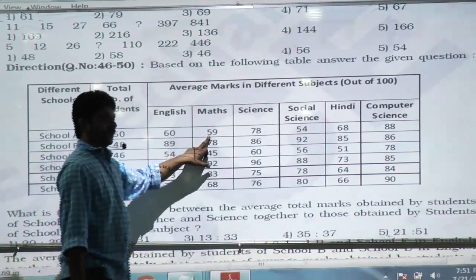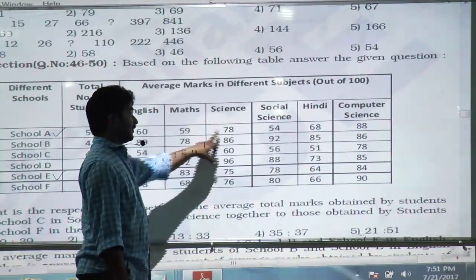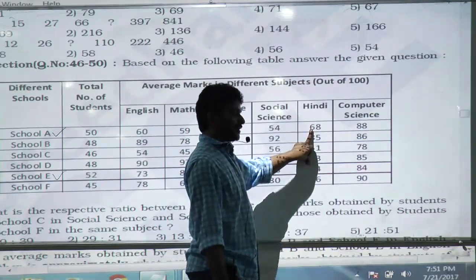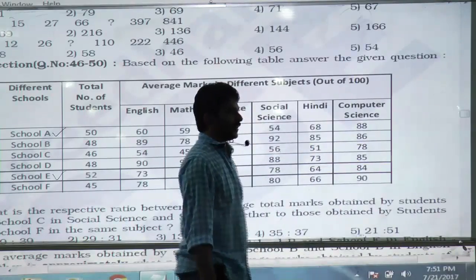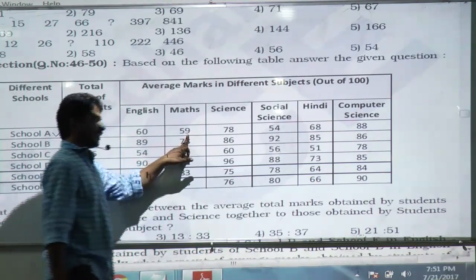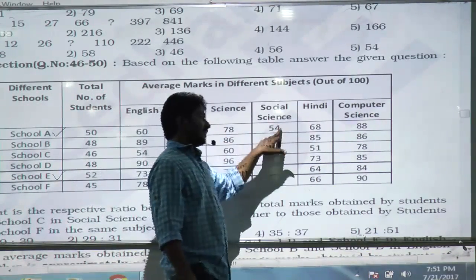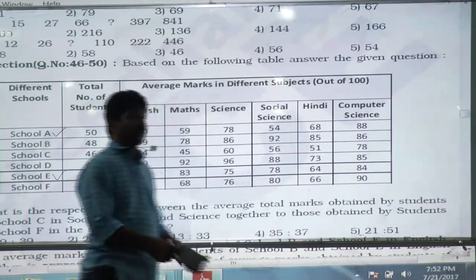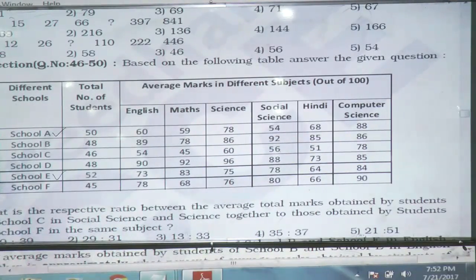60, 1, 10, 180, 50, 230, 60, 290, 80, 370, right, 370, and 0 plus 9, 9 plus 8, 17, 17 plus 4, 21 plus 8, 29, 29 plus 8, 37, 370 plus 37, 407. This is for school A. And then E.